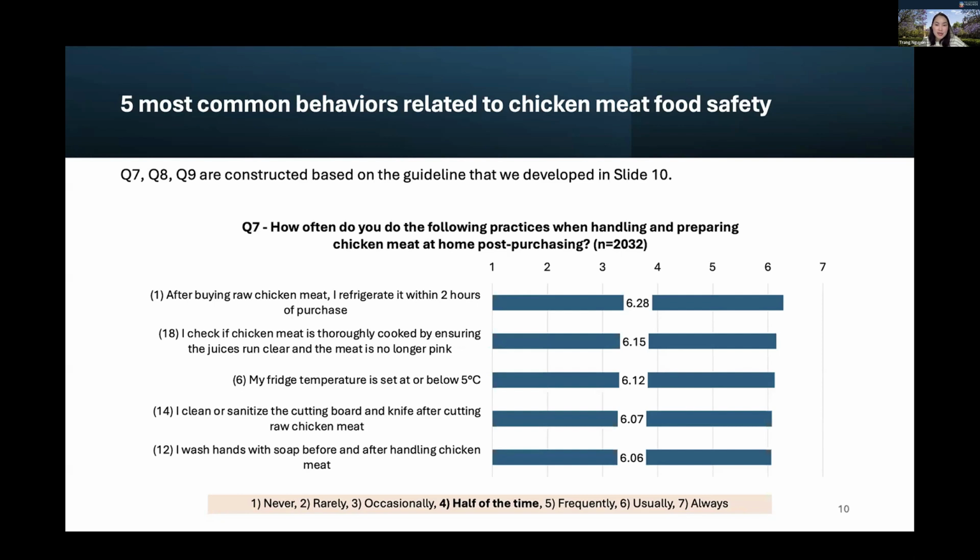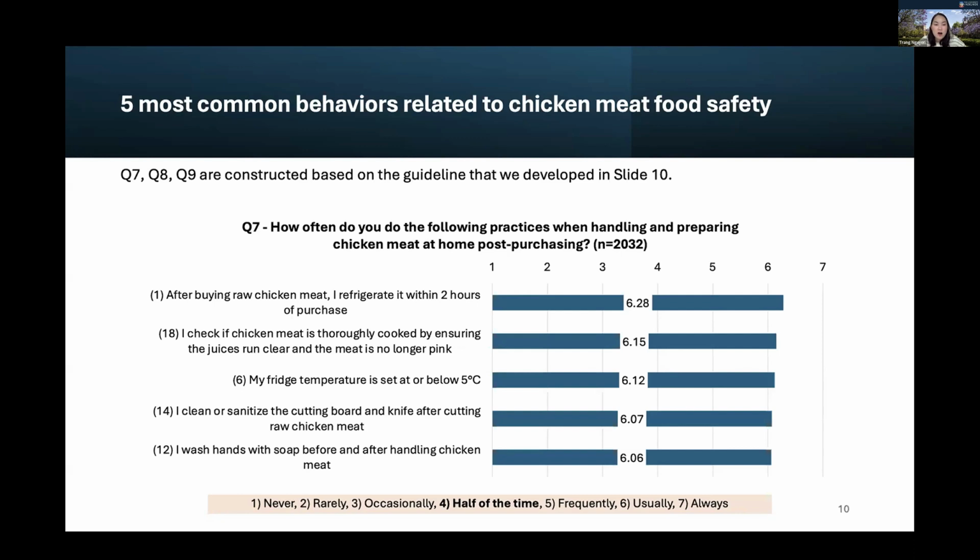So all of these average points are between 6 to 7, so it's usually to always. We've got, for example, after buying raw chicken meat, I refrigerate it within 2 hours of purchase. This is recommended, and an average person would usually always do this, which is good. I check if chicken meat is thoroughly cooked by ensuring juices run clear and meat is no longer pink. My fridge temperature is set at or below 5 Celsius degrees.